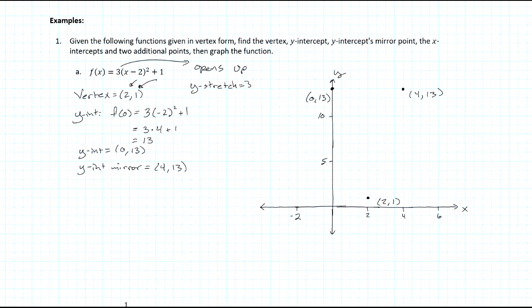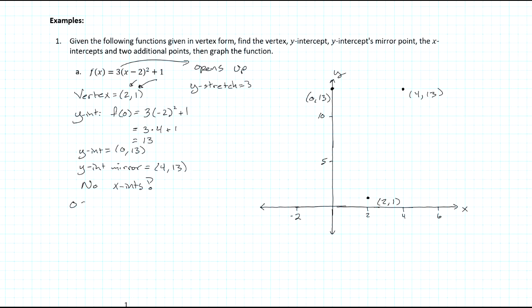All right, there are no x-intercepts here. And I can see that because this is an upward-facing parabola, and that vertex is already above the x-axis. So we're not going to be hitting the x-axis at all. We could check that. We could try.